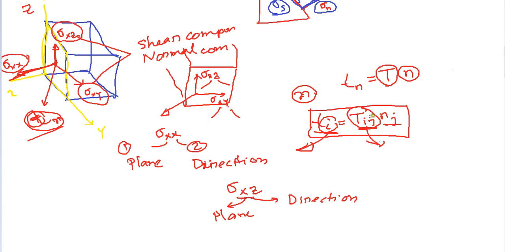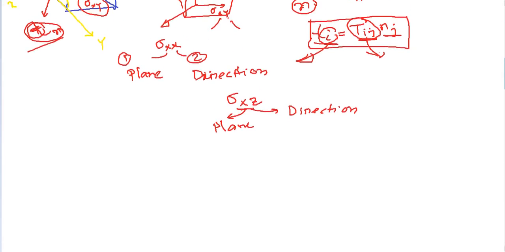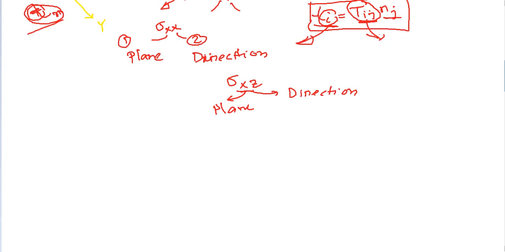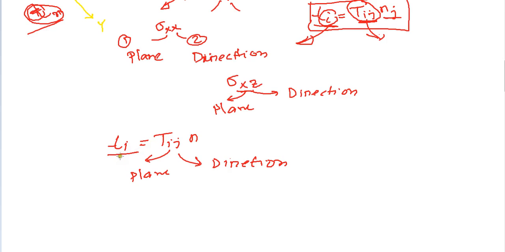So in the three-dimensional case we have three planes, right? I'm going to show t_i equal to tau_ij, where i is a plane, right? i is a plane and j is a direction. In three-dimensional cases we can get three planes, right?